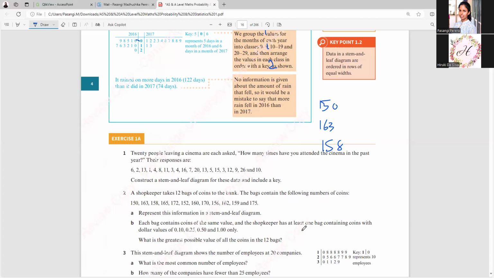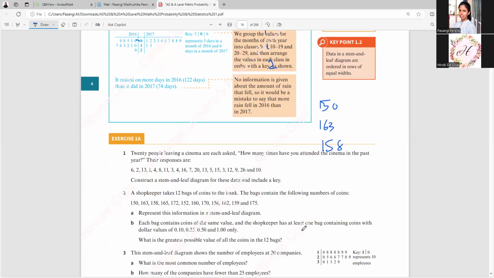Each bag contains coins of the same value, and the shopkeeper has at least one bag containing coins with dollar value this amount. එතකොට bags හතරයි. bags හතරෙන් එක ගානේ තියනවා කියලා කියන්නේ at least මේ හතරෙන් තියනවා කියලා කියන එක. What is the greatest possible value of all the coins in the 12 bags? Okay.